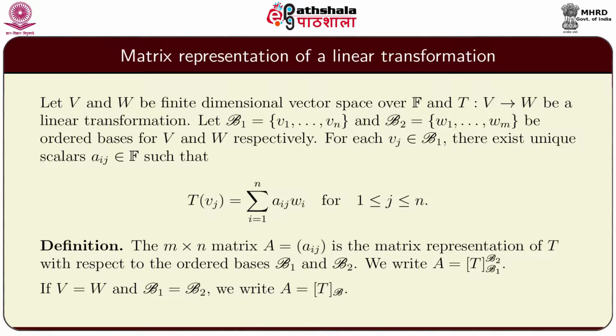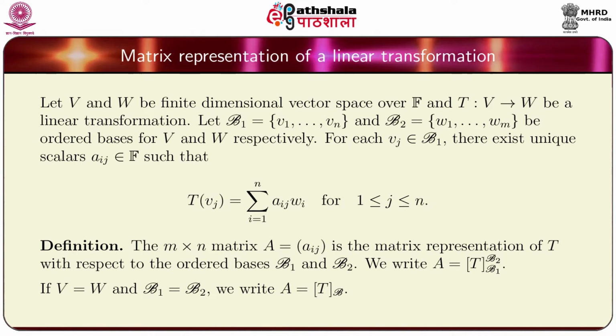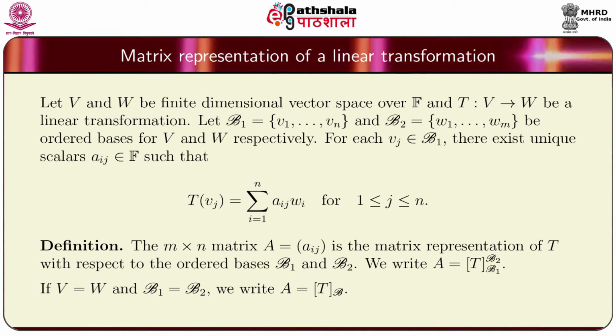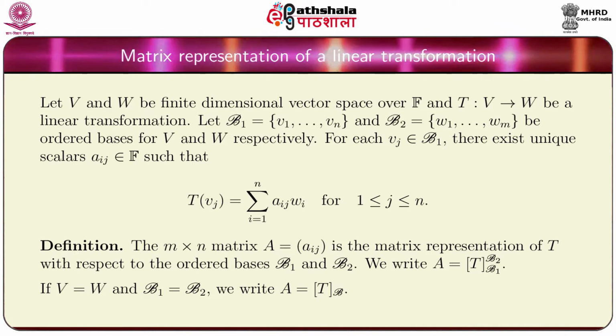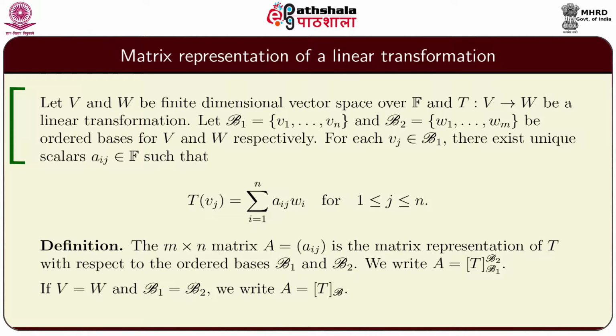Suppose that V and W are 2 finite dimensional vector spaces over F and T a linear transformation from V to W. Let us fix 2 ordered bases for the vector spaces V and W and name them as B1 and B2. So B1 is the set of vectors v1 to vn and B2 is the set of vectors w1 to wm. Since T is a linear transformation from V to W, each of T(vj), being a vector in W, can be expressed as a unique linear combination of the basis vectors w1 to wm.